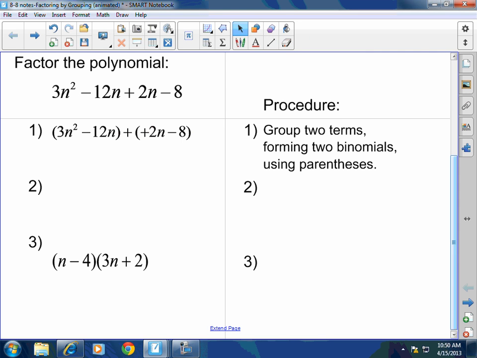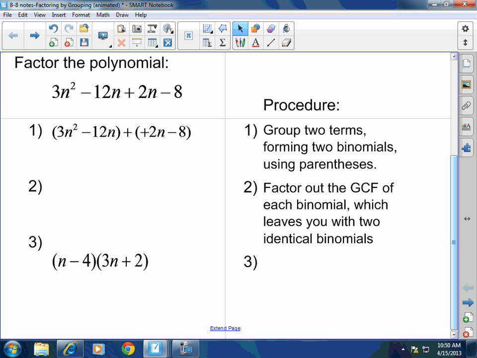You're always going to add the two binomials that you created. Even if this was negative, that would be positive and that would be negative. But you're always adding the two binomials you created. Any questions on part one? Step one.